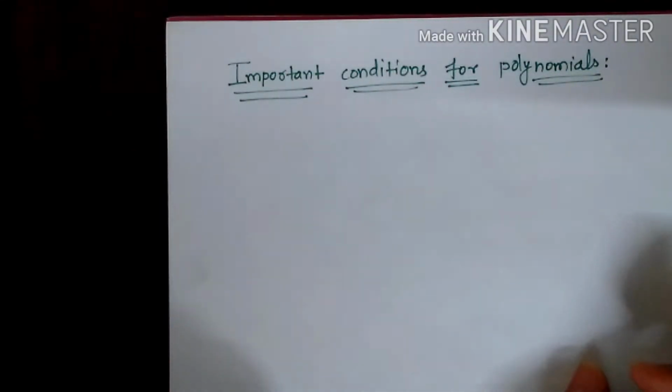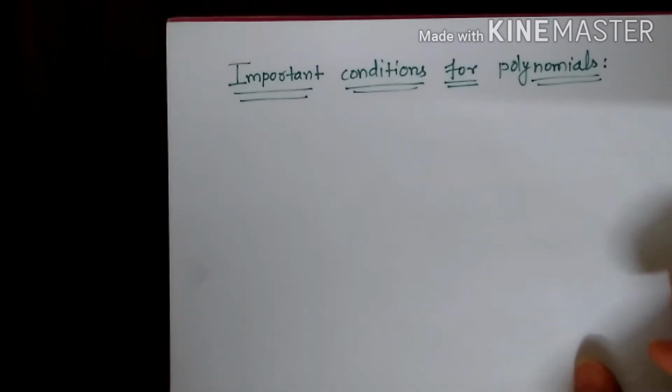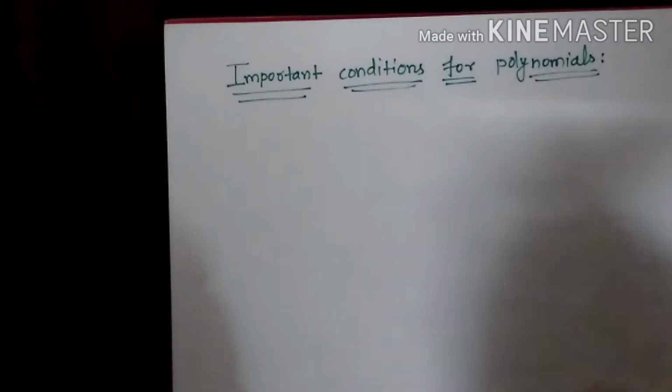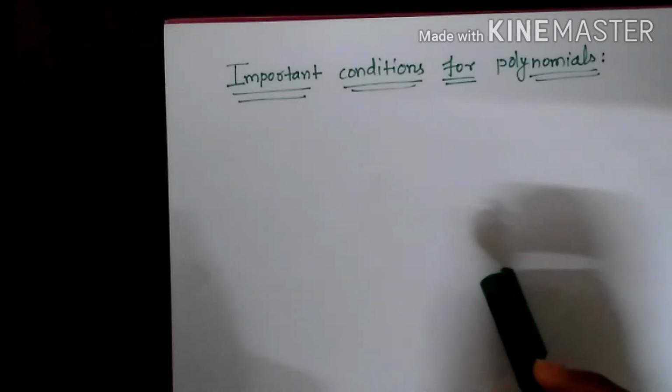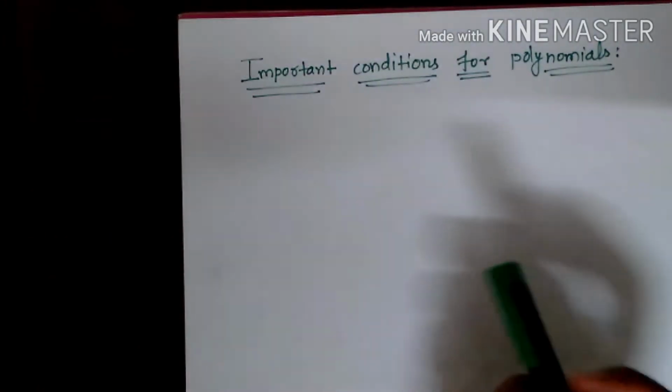So students, in the previous video for chapter number 2 we studied the introduction of polynomials, in which we saw their definition and a few examples. We also learned the basic terminologies, the terms and coefficients of a polynomial. Now today we are going to learn a very important condition for polynomials.